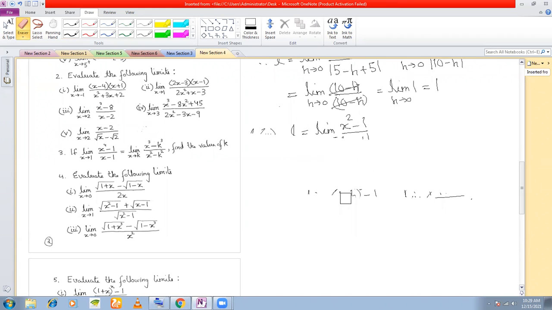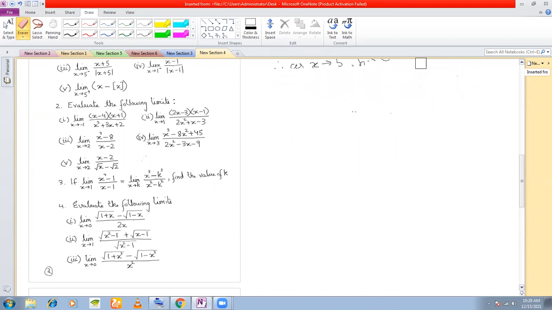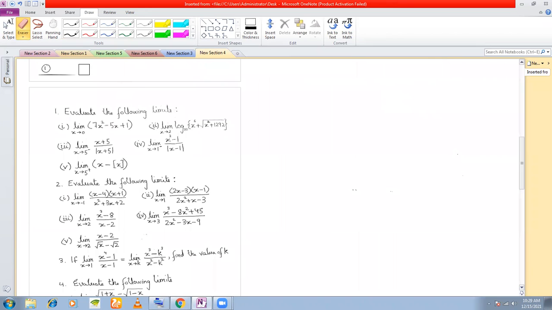Let us see 1.5. You have to evaluate this limit: limit x tends to 5 plus of x minus greatest integer value of x. Now how do you evaluate this limit? Because this is the right hand limit, we say x minus 5 is equal to h. That means we get x is equal to 5 plus h.